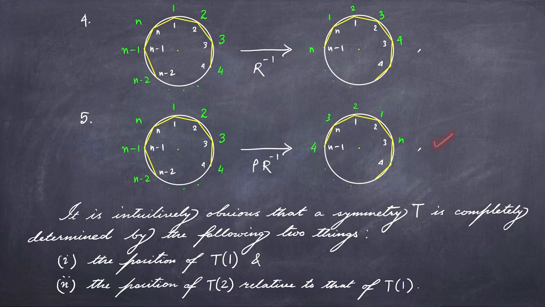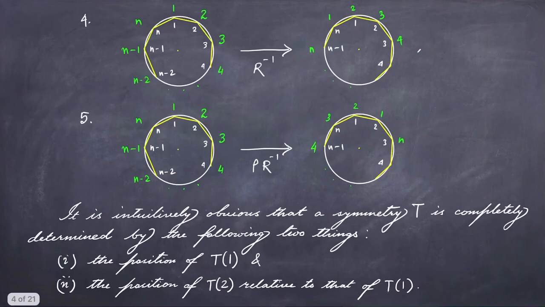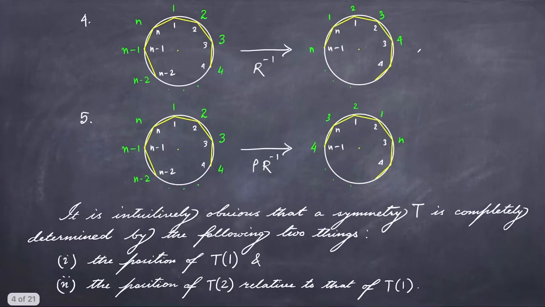That is depicted here. One thing we can see clearly from the picture is that rρ and ρr inverse are going to be the same. This is clear from the picture. And let me tell you that this observation is going to play the most crucial role in the subsequent discussions.